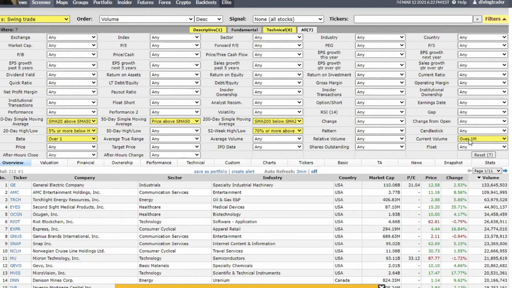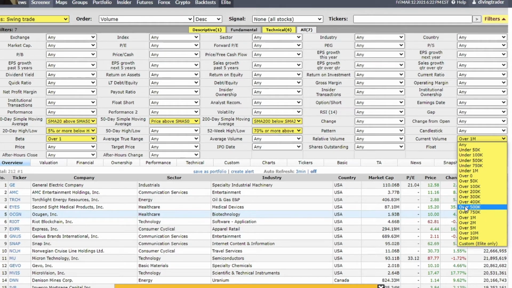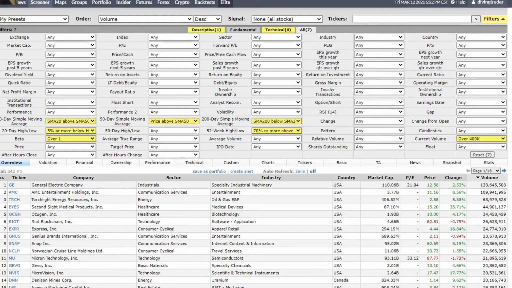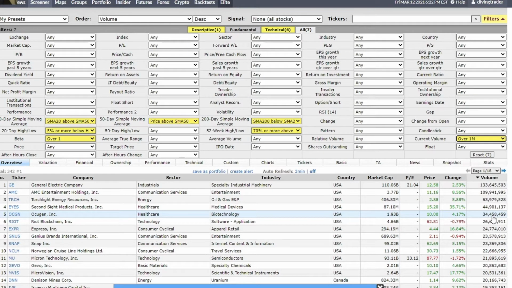This is again up to you guys. What volume? I select over 1 million. You can select less, and if you do, you can see the number of companies increase. Here we've got 342. Being over 1 million is, for me, quite a good criteria in this case.